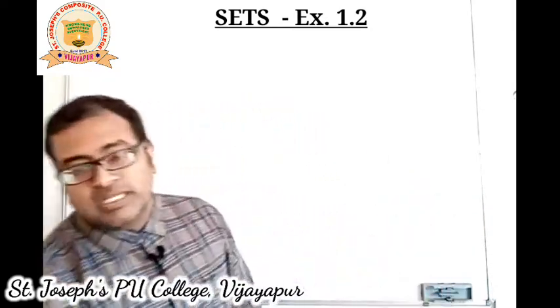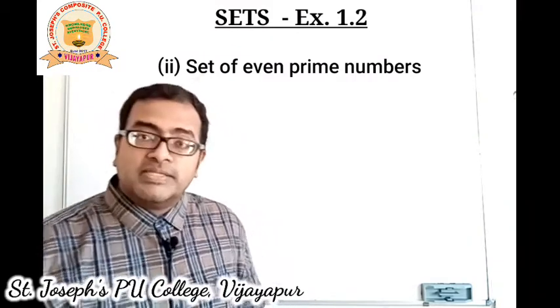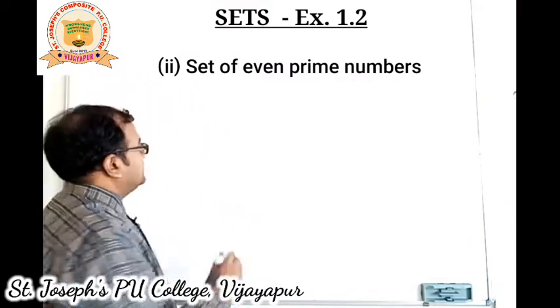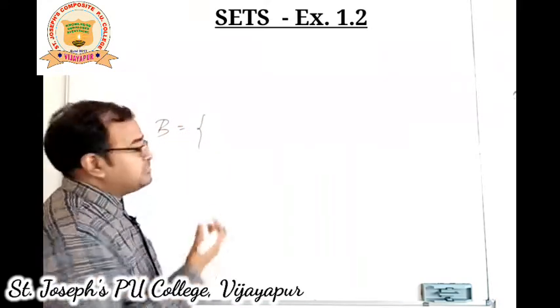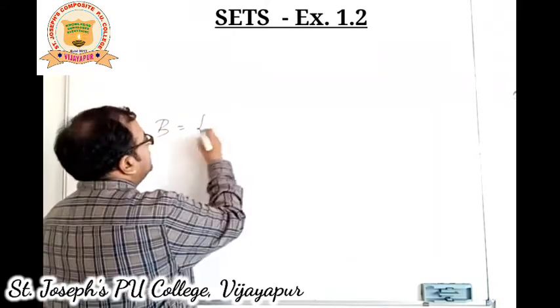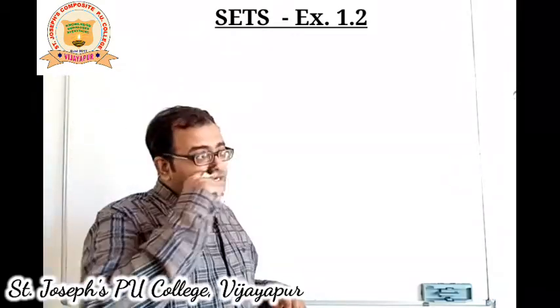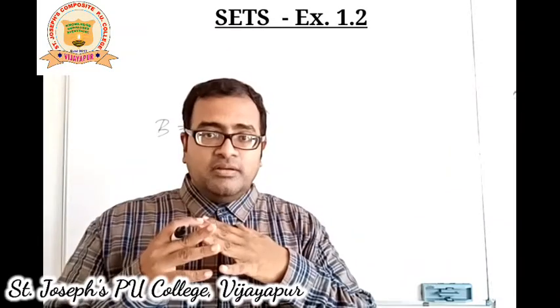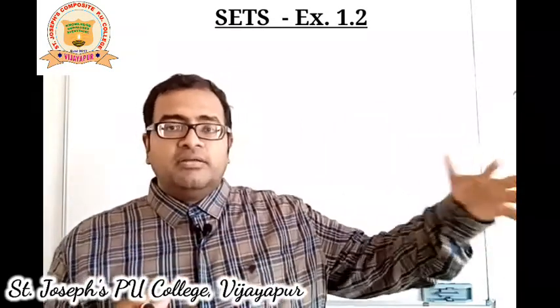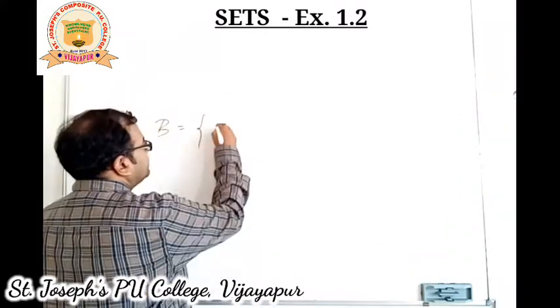The second sub question goes like this: set of even prime numbers. Let me call it set B. You can name it anything, you can call it P also for prime numbers, no issues. Prime numbers start with 2, 3, 5, 7, 11, 13, and it continues like that. If you look at the first one, that is 2.